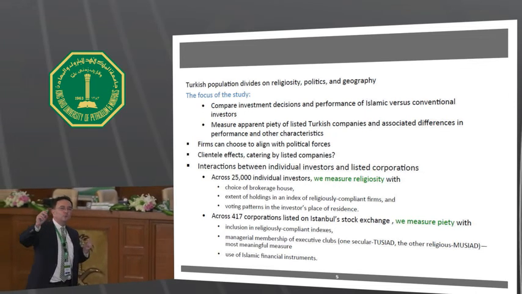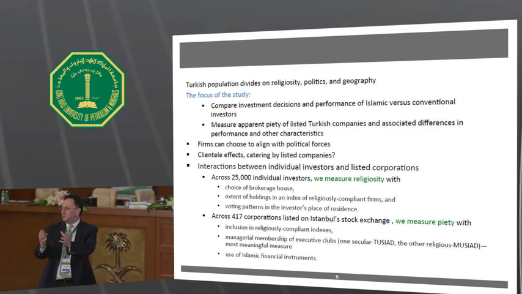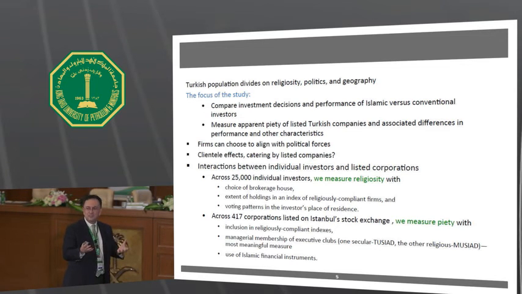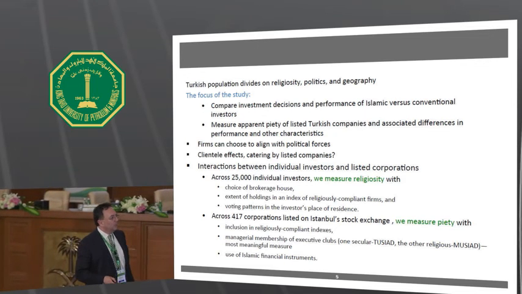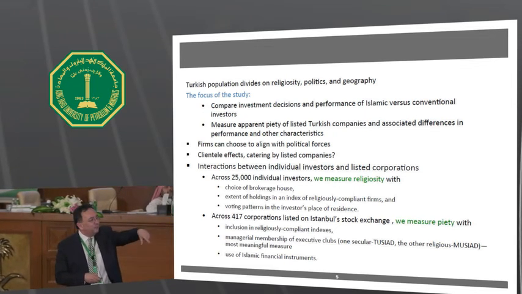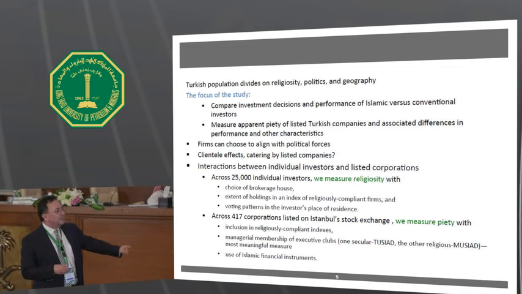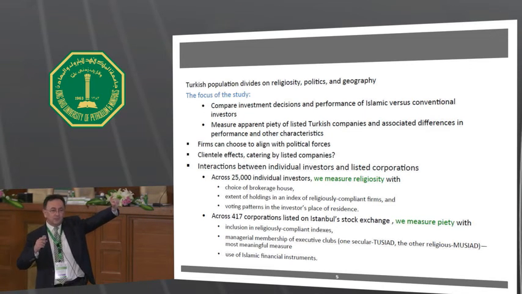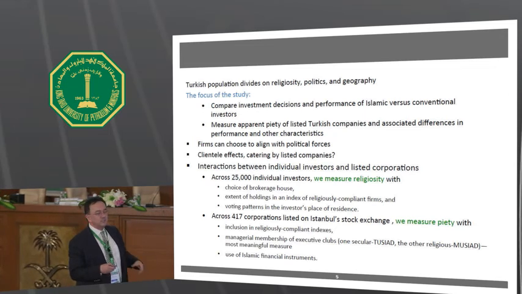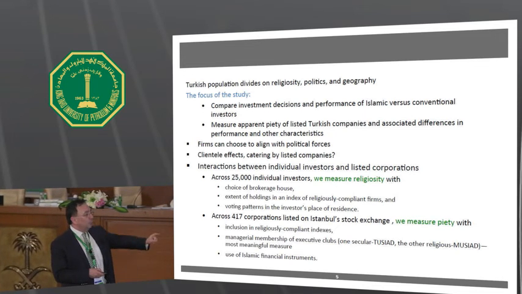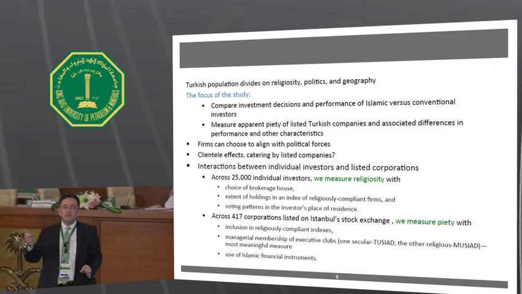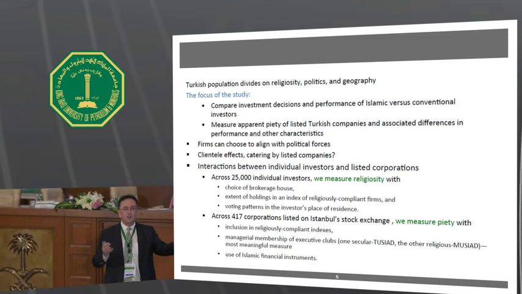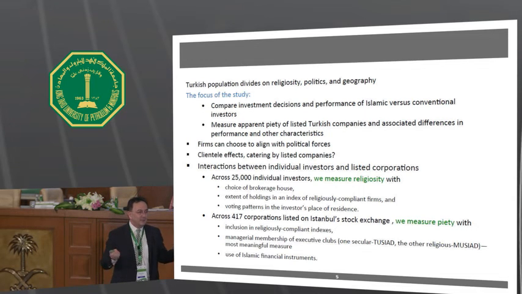So if you are coming in one of these, or the bluish oranges, the location, then we are defining you as an Islamic investor. Of course, as I told you, it's a very crude way of doing it. Now, in terms of the corporations, we define the piety in terms of, again, 3 different measures. If your company is in that index, then we define you as a religious company. Then we also define you as a religious company if you are ever exposed even once to the Islamic bond market, sukuk, or Islamic way of financing.